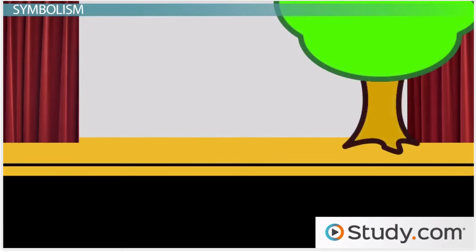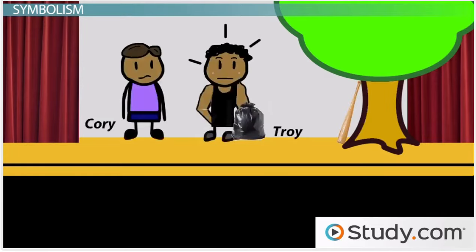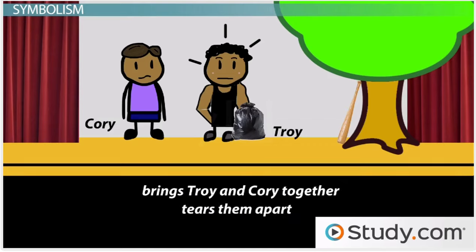In the stage directions in the opening of the play Fences, there is a baseball bat leaning against a tree in the yard. Troy and Corey use the bat to practice, but they also use it against each other in their climactic fight. The bat is a symbol for what brings Troy and Corey together and what tears them apart. The prop also symbolizes Troy's bitterness about not being able to play professional baseball because of the color of his skin.